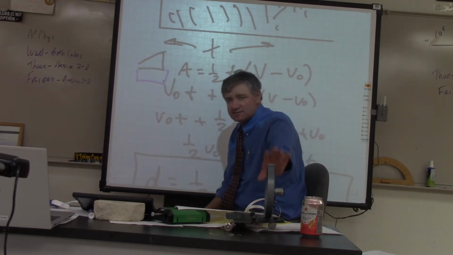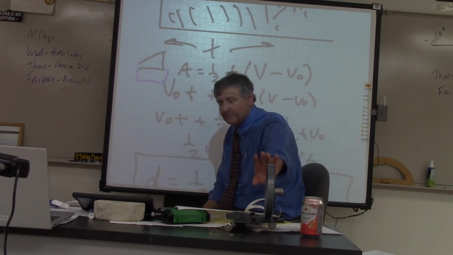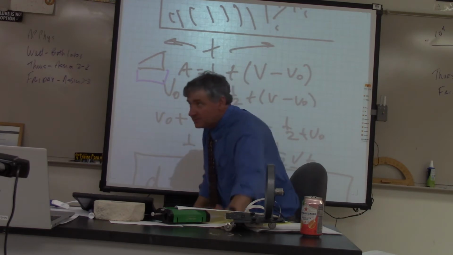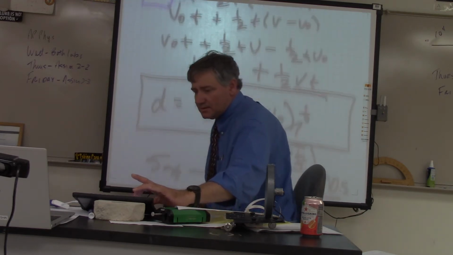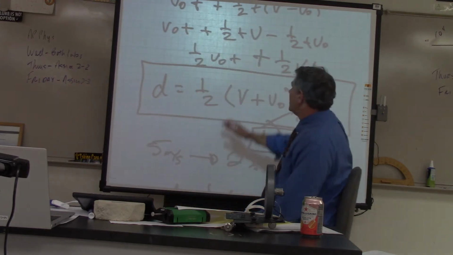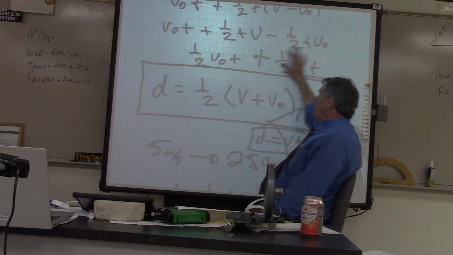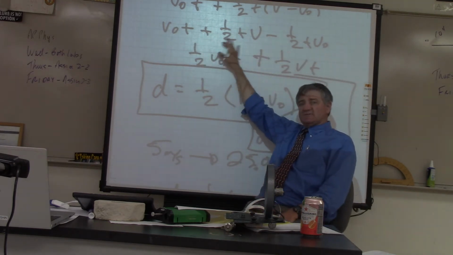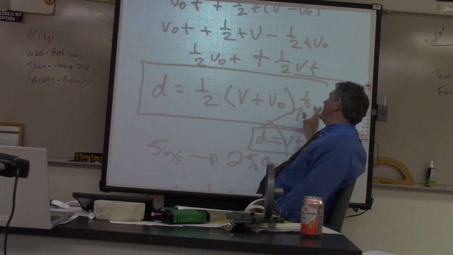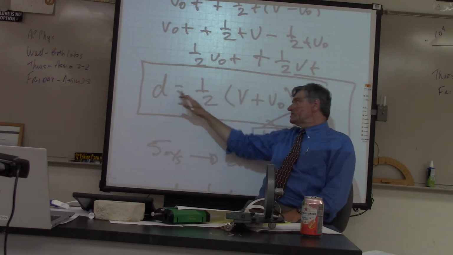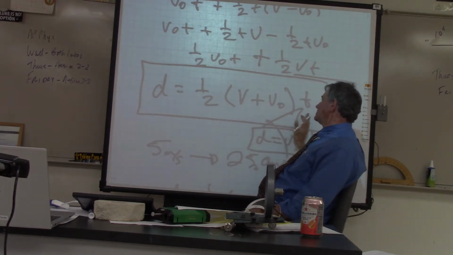Now, don't write this down. Do not write this down. Okay? We're just looking at the big picture. So then, out of this, we're going to combine all of these terms. We're going to distribute it, we're going to combine. And this is the equation that you're going to have. Distance equals 1/2 (V plus V naught) times time.